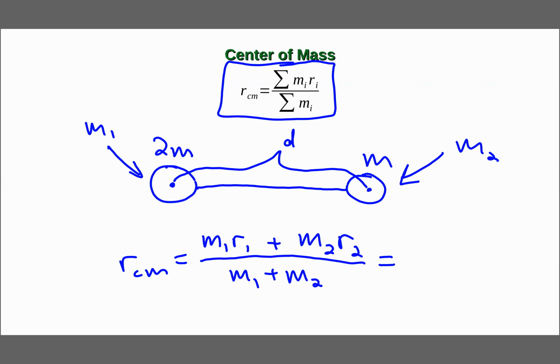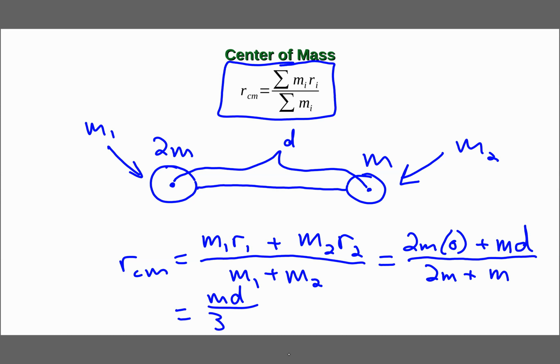But then looking at our specific system, we see that M1 is 2m, and that's times its distance from the origin, which is 0, because we put it right at the origin, plus M2, which has a mass of m, and then a distance d from the origin. And that's divided by all the mass, so M1 was 2m plus M2, which was m. Now if we simplify a little bit, we get md over 3m. And then if we simplify further, we'll have 1/3 d.